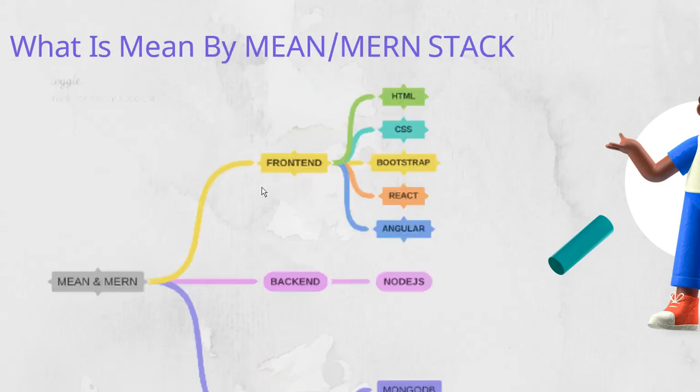What you have to do is the MEAN or MERN stack. The front end is common: HTML, CSS, Bootstrap, React. You forget about Angular. JavaScript needs to be added, we forgot. JavaScript is the one thing you are going to work with your whole life. And the back end is Node.js.